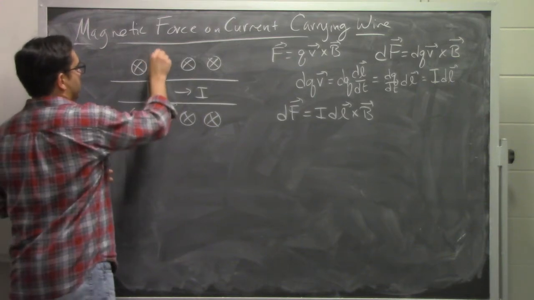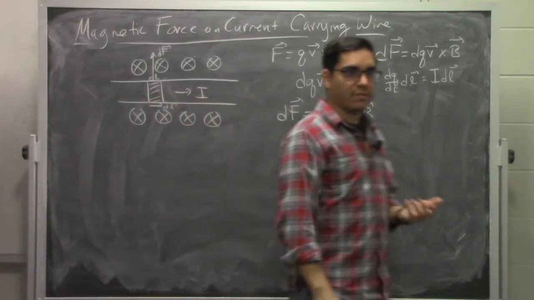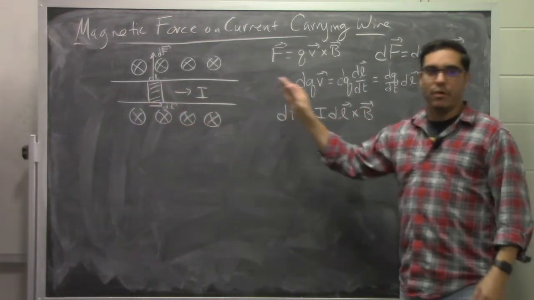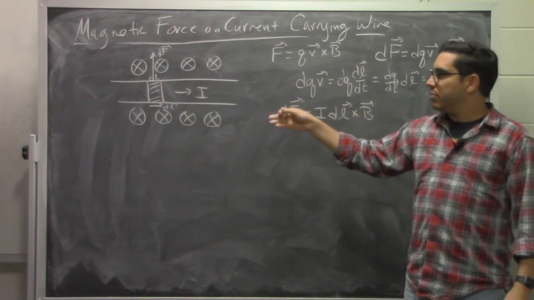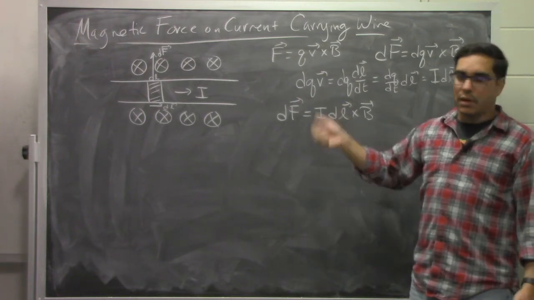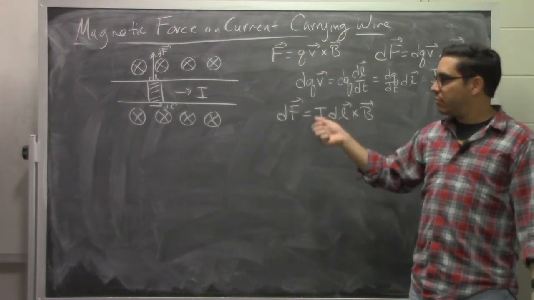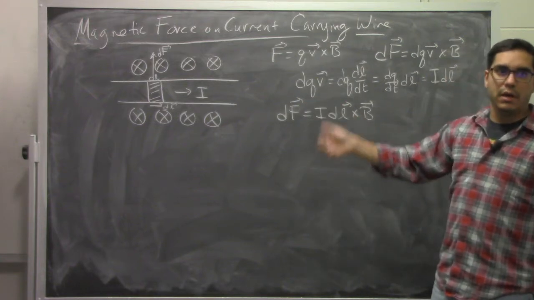So there will be a little bit of df that is applied to that little piece of wire that points up. Now if you look at every little piece of wire along the way, and we think about this magnetic field as being uniform, you'll notice that every little piece of wire is going to contribute a df that points upward. And it'll all be roughly the same size and so forth. And so the overall force on this wire is going to be upward.